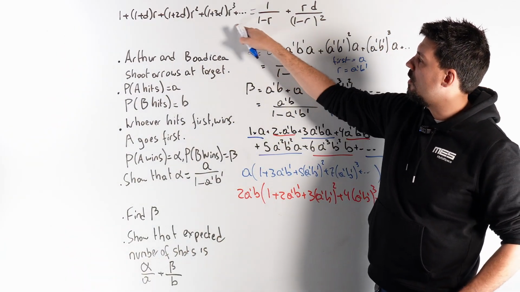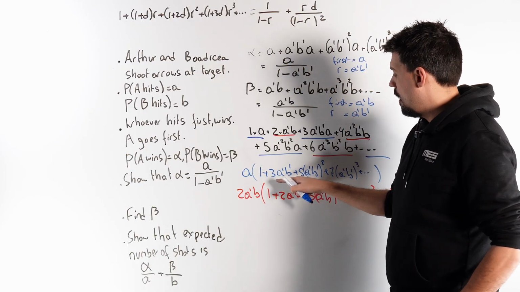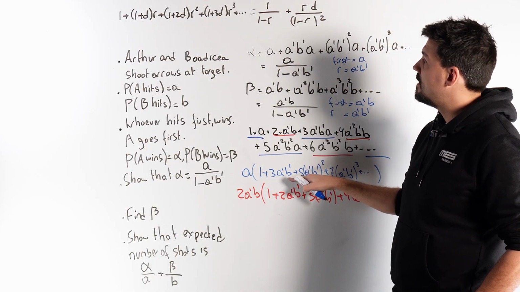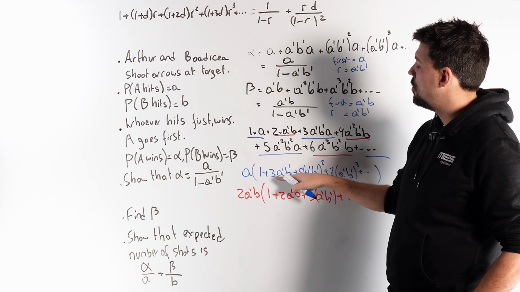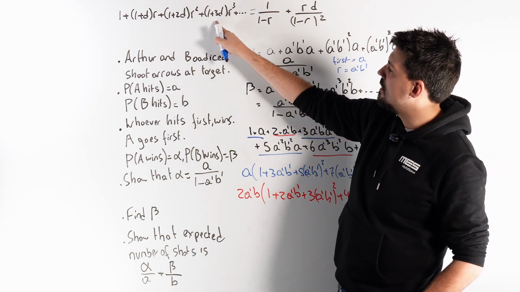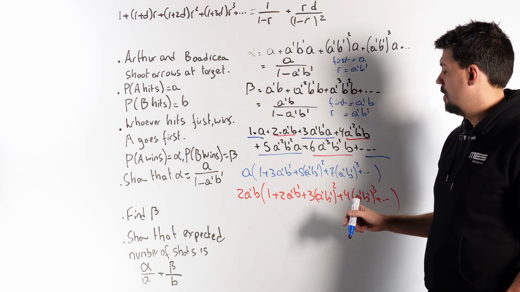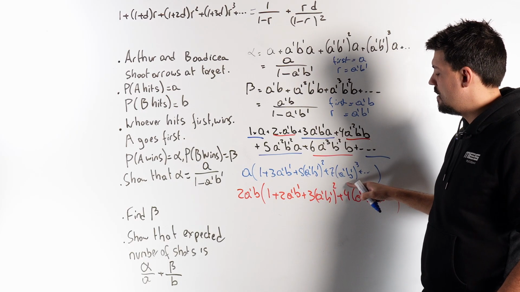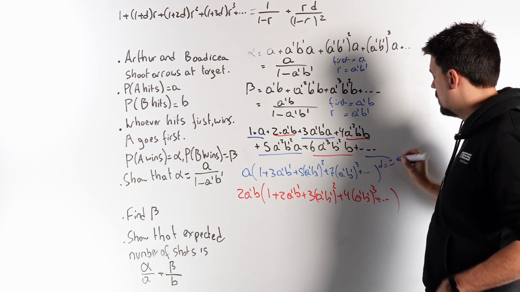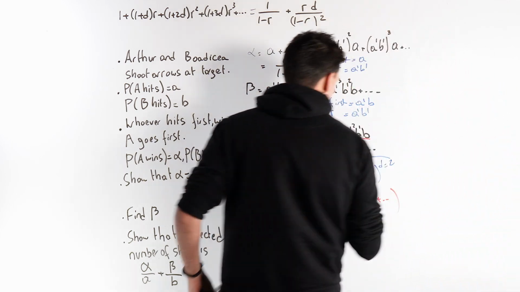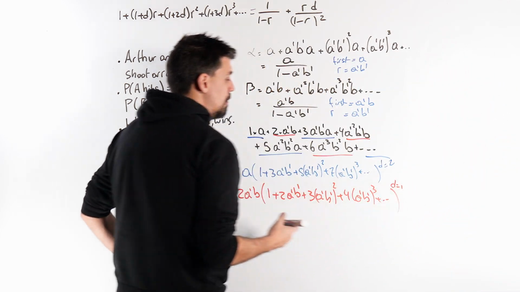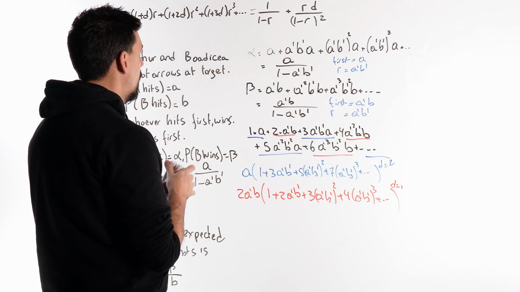That is just this result here with R is A dash B dash, that's obvious, and D is equal to 2. If we make this D is equal to 2, we're going up in 2's. Whereas the red one is going to be D is equal to 1.